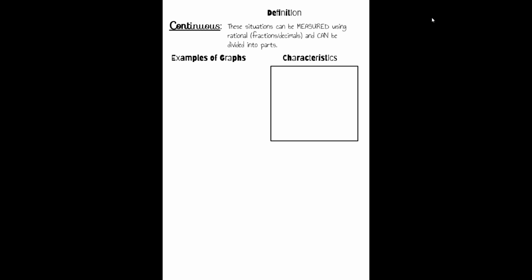We don't have to write anything out. These situations can be measured. Remember last time we counted them. This time we will be measuring using rational numbers. That's fractions and decimals. Oh, I forgot to put numbers. And it can be divided into parts.